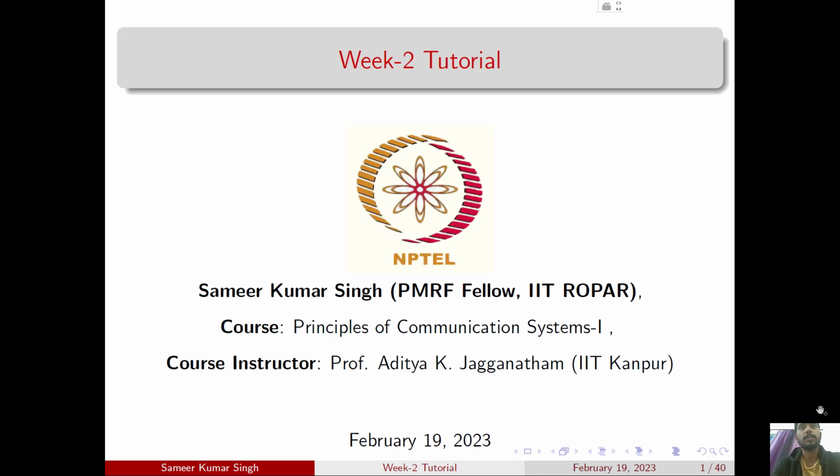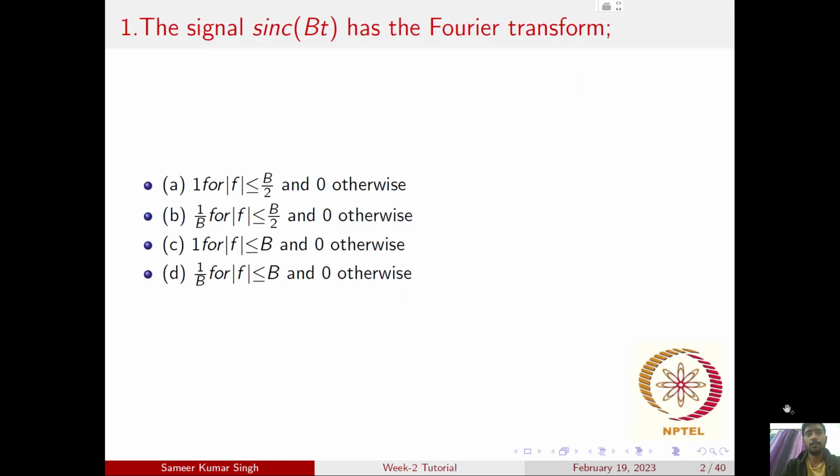Today we will discuss the week 2 tutorials, and there we will take some questions that will help you to solve the problem of the week 2 assignments. So, that is question number one. The question is: the signal sinc(Bt) has the Fourier transform. Basically, we have to calculate the Fourier transform of sinc(Bt). Please try this. We have four options.